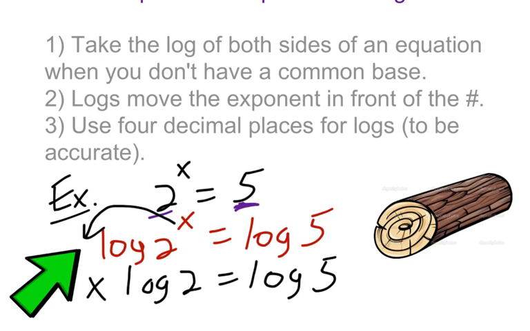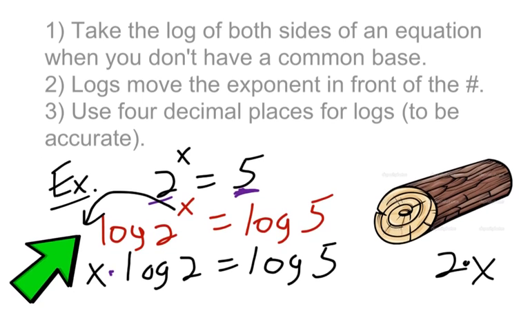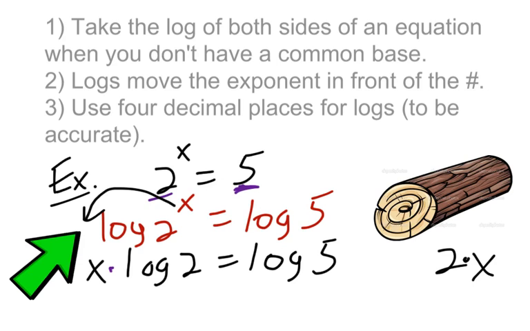And just like if you had, for instance, 2x, we know that that means 2 times x. It's understood. When a number and a letter are written next to each other, they mean multiply. It's the same way with logs. So x log 2 really means x times log 2. So I want to solve for x, so that means I want to get x by itself. So if I'm multiplying by log 2, I just divide by log 2.